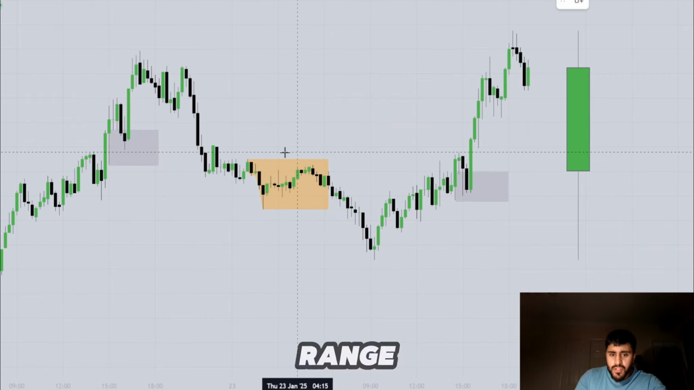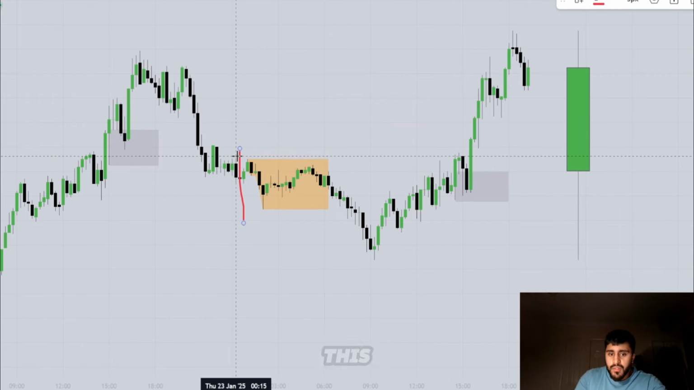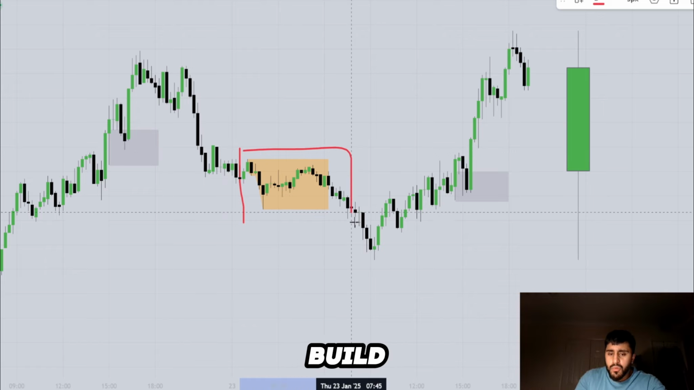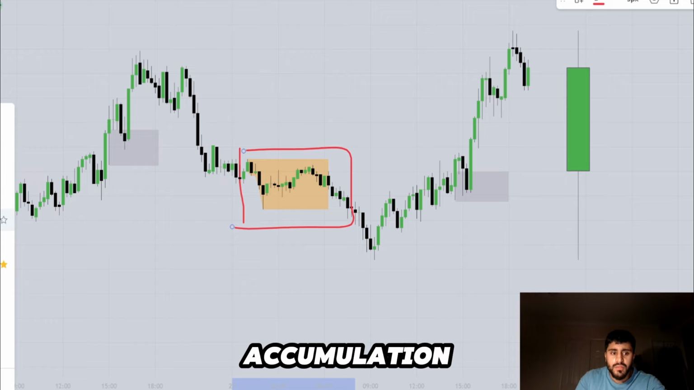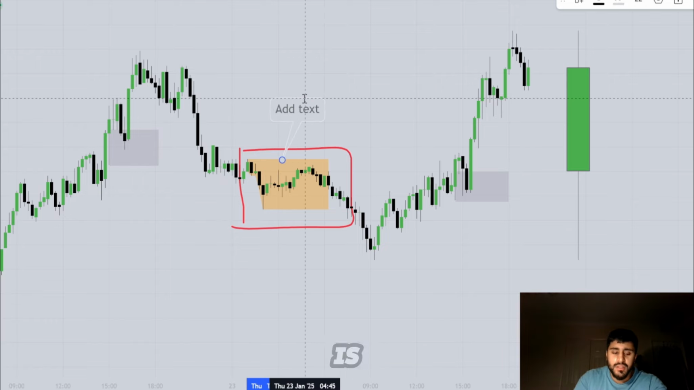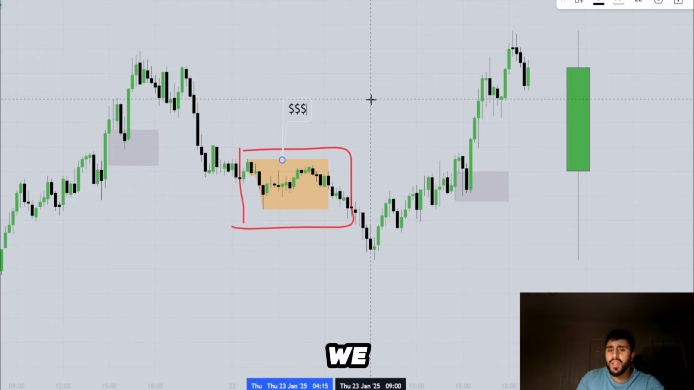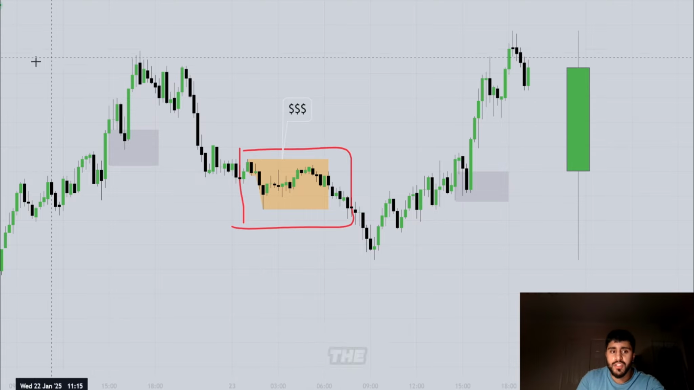So what does the Asian range do? We're just going to be going over this very quickly. The Asian range builds liquidity. This is the ICT accumulation. So the ICT accumulation, very, very simply, its main job is to build liquidity. So we want to be focusing on the Asian range high and the Asian range low.